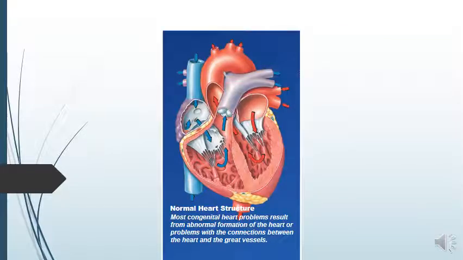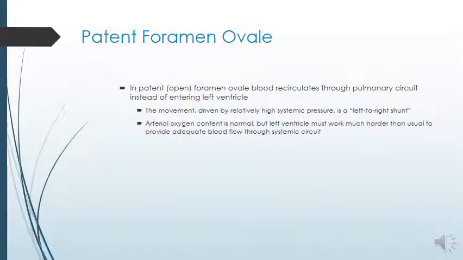This is a normal heart structure. Most congenital heart problems result from abnormal formation of the heart or problems with the connections between the heart and the great vessels. I want to talk a little bit about some congenital heart defects. I'm not going to talk about tetralogy of Fallot or transposition of the great vessels because those are part of the group project for 2 groups. However, I will mention a few of them.